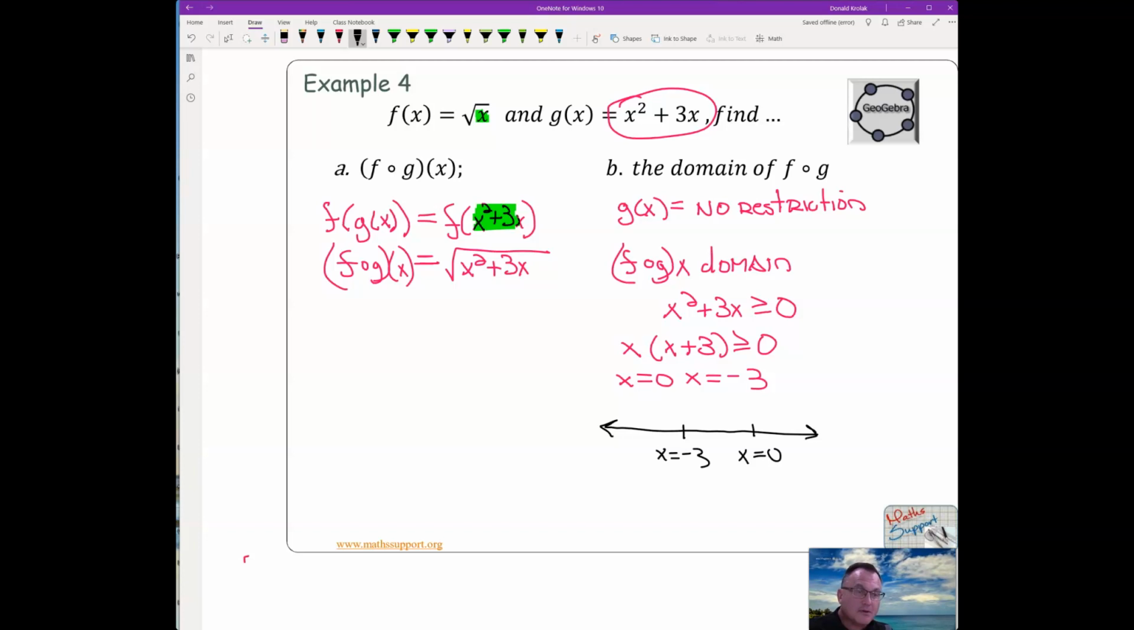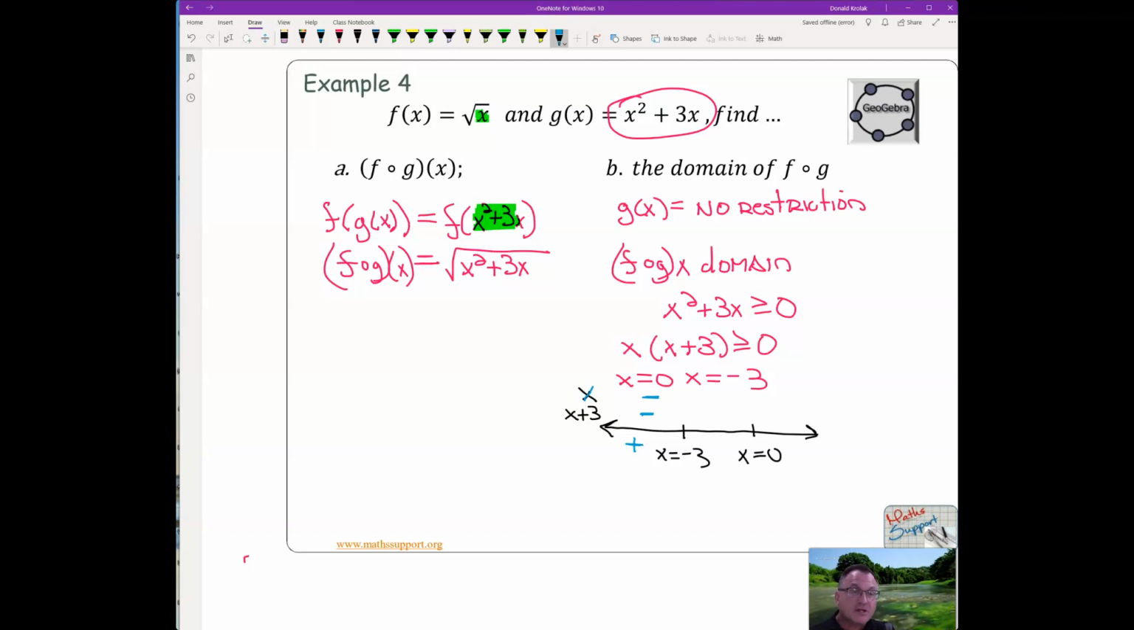Right? All right, so we have two factors: x and x plus 3. Now I choose test numbers from each of these three intervals. I pick a test number less than -3, like -4. If I put -4 in for x, it's negative. If I put -4 into x plus 3, that's also negative. And a negative times a negative is positive.